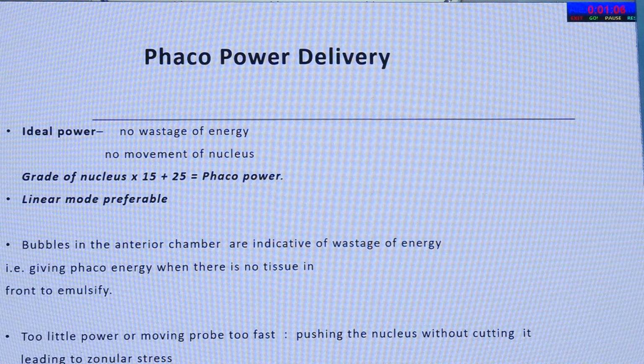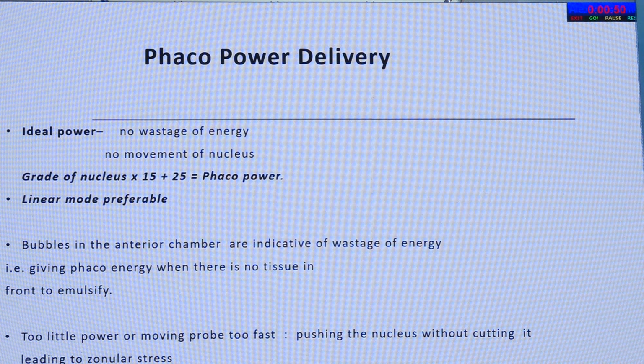Now, the ideal power, how will we select the power in such cases? It should be an ideal power where there is no wastage of energy and no movement of the nucleus. A rough estimate is grade of the nucleus into 15 plus 25, which is what you can set for trenching. And linear mode is preferable when you are trenching.